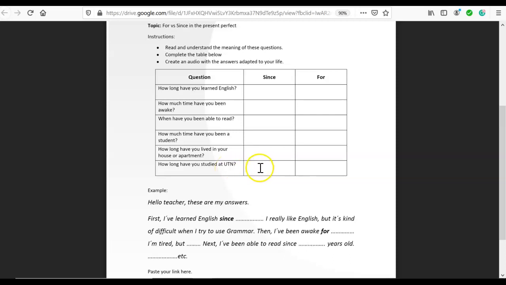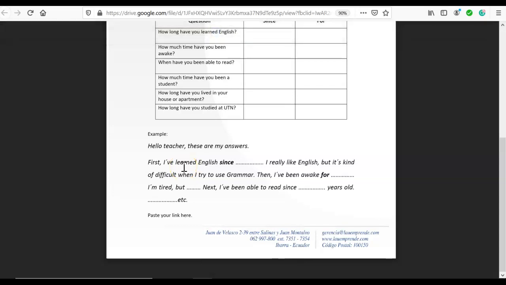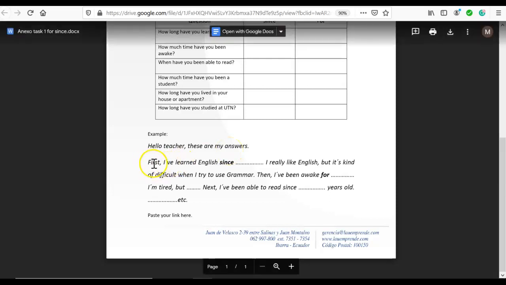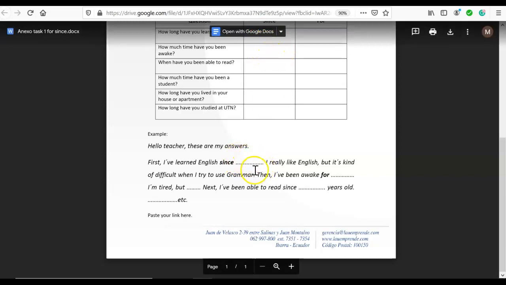You need to write the answers: since 2010, for example. And for should be for 4 years, for 3 years. After that, you have this example over here. This is the model that you are going to use in order to create your audio. You have, of course, a greeting: Hello teachers, this is my answer. First, I've learned English since, and you have your answers here and you paste them over here.